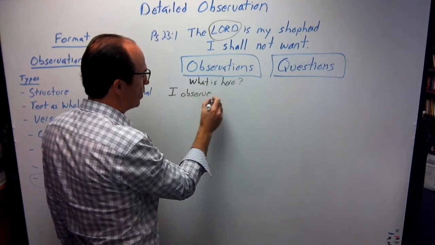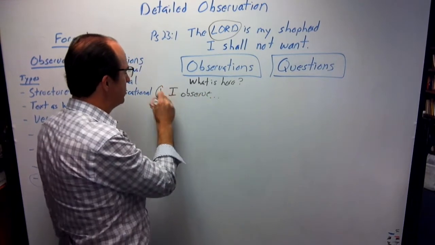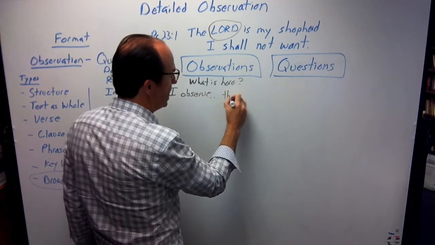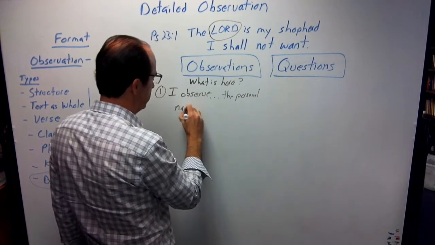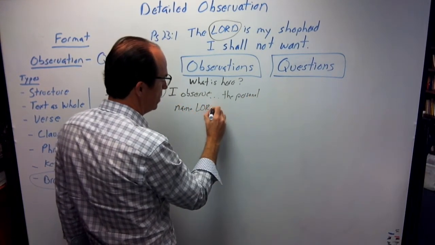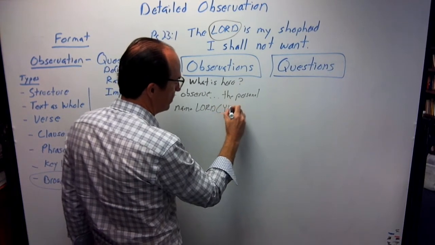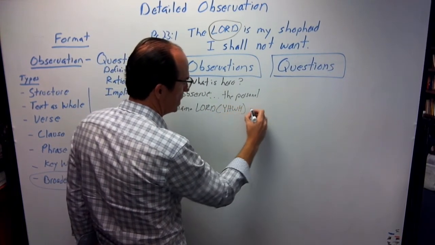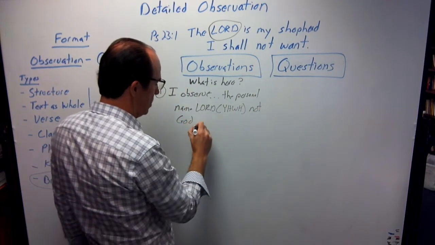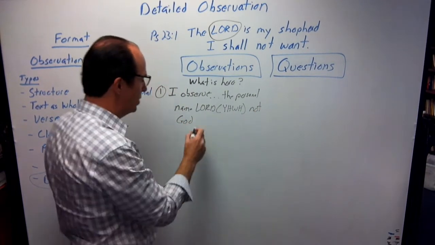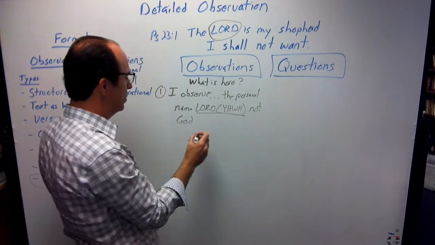You don't have to mechanically write observe every time, but that's a way to do it. I observe the personal name Lord, which is Yahweh, not God or any other kind of word. It's interesting that we have this particular word.